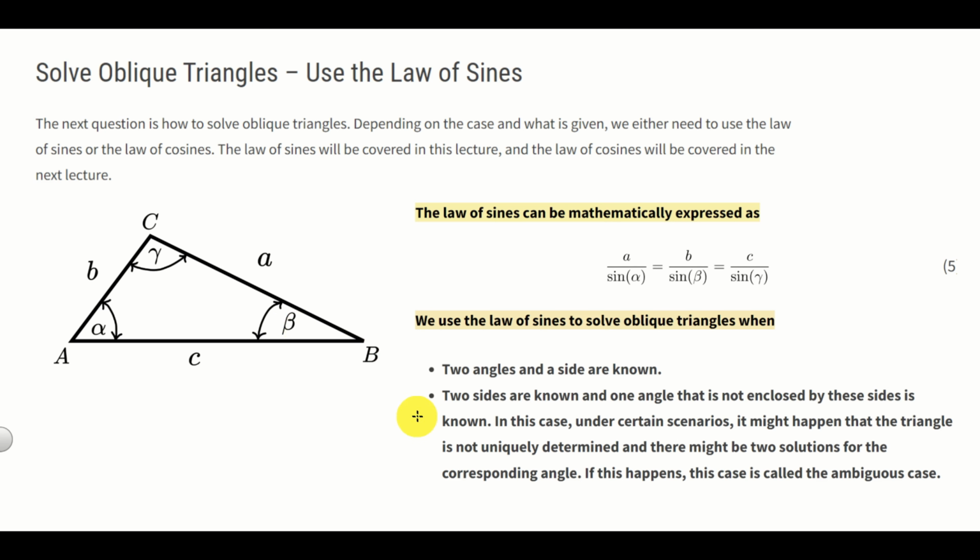Here, it's very important to keep in mind the following. In this case, under certain scenarios, it might happen that the triangle is not uniquely determined and there might be two solutions for the corresponding angle. If this happens, this case is called the ambiguous case. If that's the case, then we need to use some physical a priori information to actually determine the angles. For example, we know that all the angles are acute, or some angle is, for example, obtuse.